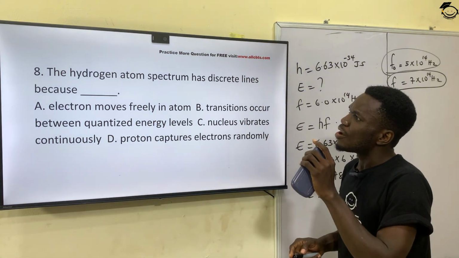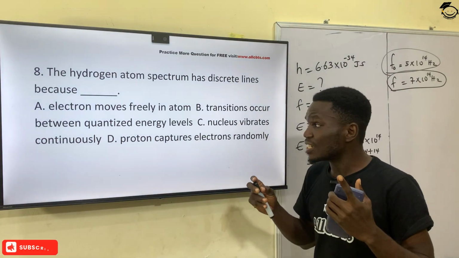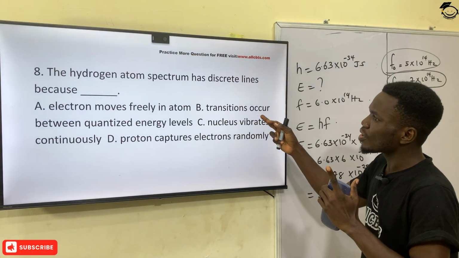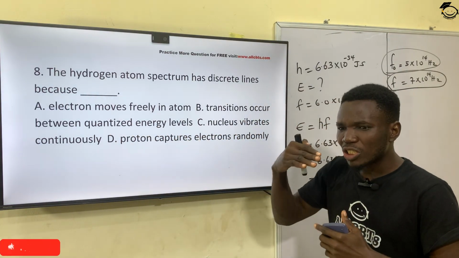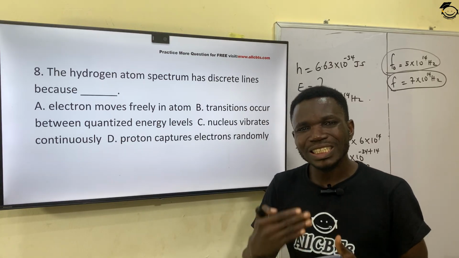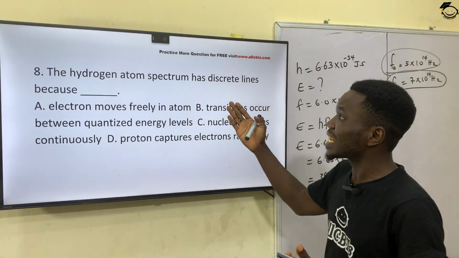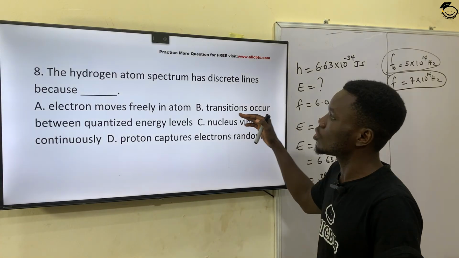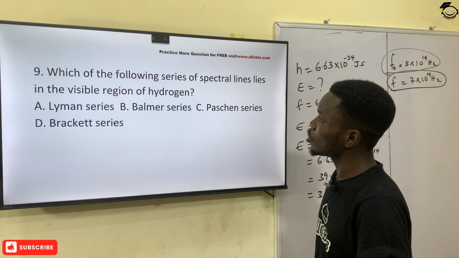So the hydrogen atom spectrum has discrete lines, and the reason is that there are transitions that occur between the quantized energy levels. That is why there are discrete lines in the hydrogen atom spectrum. So the correct answer to this question is option B. Moving on to question number 9.